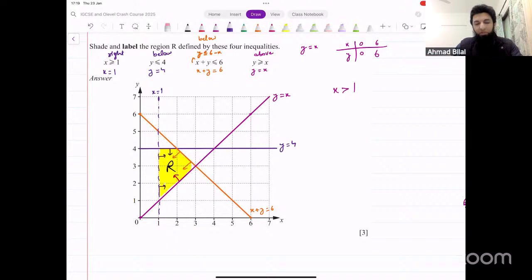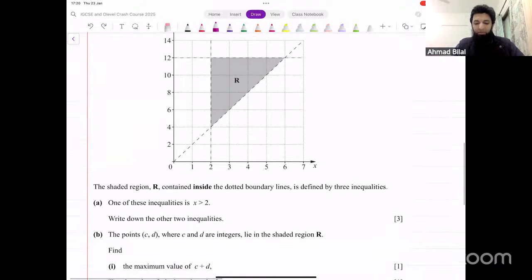It's still going to be the right side of that line, but if the equality sign is not included, we draw a dotted line instead of a solid line. In this case, since all of these inequalities had an equal to sign with them, we drew all of them as solid lines. Okay, but let's take another example.